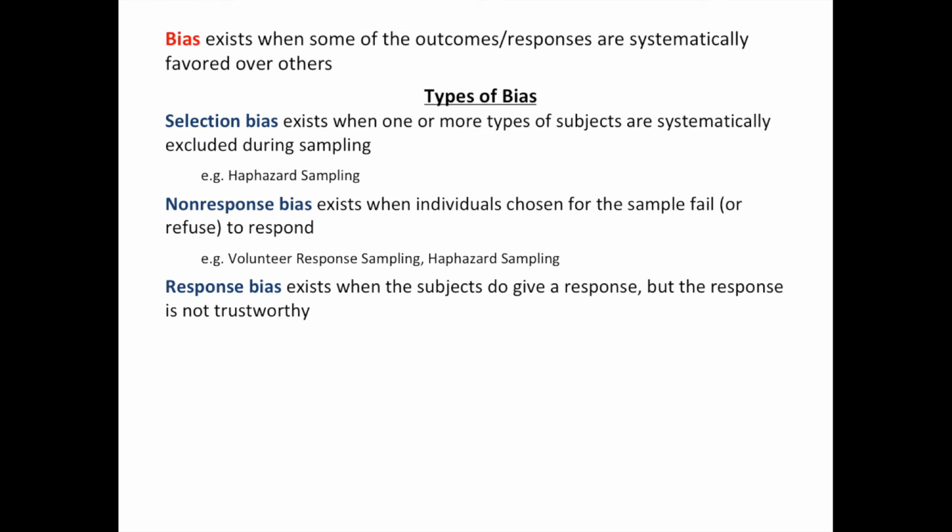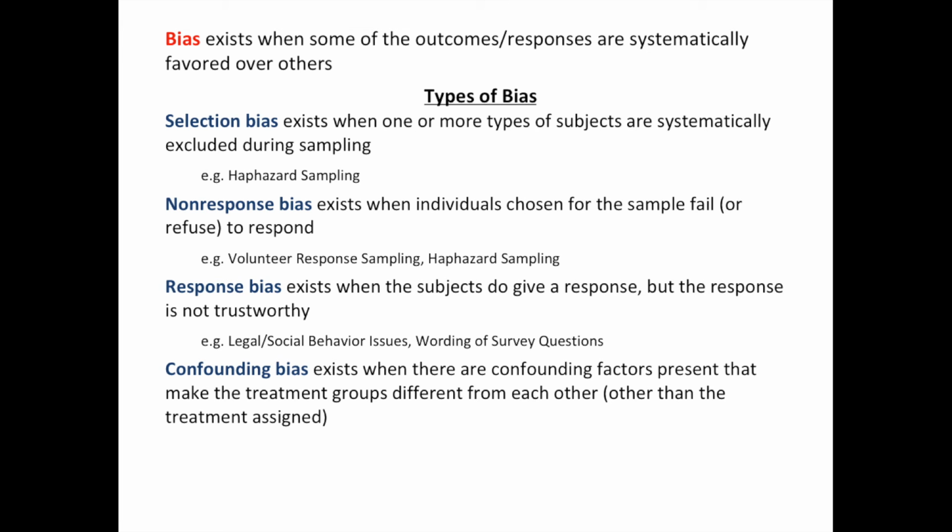Another form of bias is response bias, and this exists when the subjects do give a response, but the response is not trustworthy. The best way to think about this type of bias is in terms of legal or social behavior issues, as well as the wording of survey questions. So if you've ever taken a psychology class or a class involving law enforcement, you may have heard of false confessions or people who are prompted to give specific answers. Similarly, when you're taking a survey, depending on the confusion of the question, this can actually affect the way that you respond. So these are just forms of response bias.